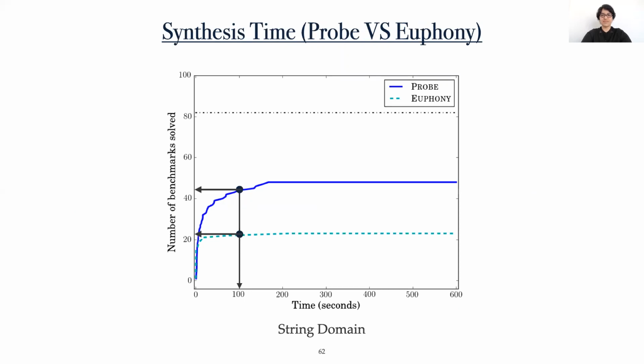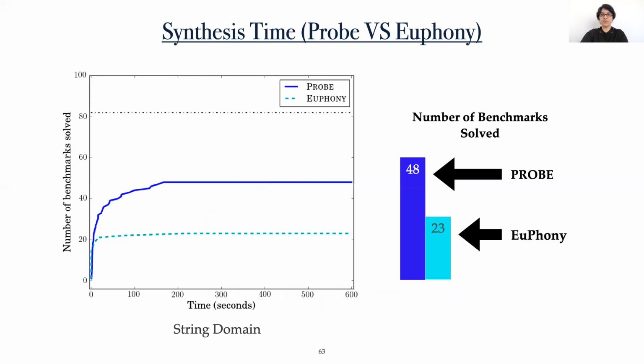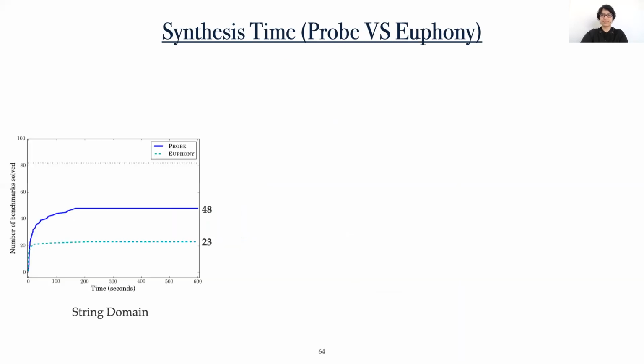The way to read this graph is for a given time budget, say 100 seconds, Euphony solves 22 benchmarks out of 82 in 100 seconds or less, while Probe solves 43 benchmarks in 100 seconds or less. Overall, Probe solves 48 benchmarks out of 82, and Euphony solves only 23 benchmarks within a timeout of 10 minutes.